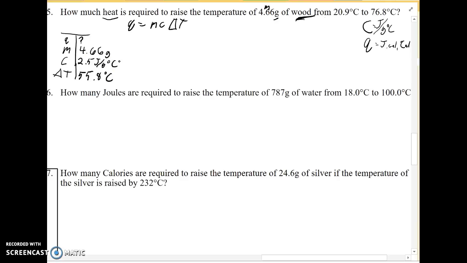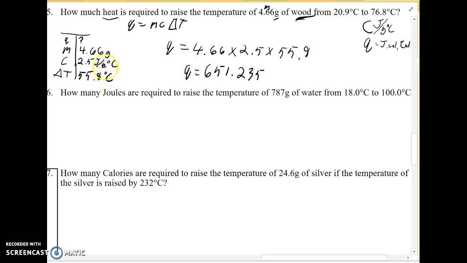Now all I have to do is take those values and plug them into my equation. So Q equals mass, which is 4.66, times specific heat, which was 2.5, times delta T, which was 55.9. Multiply all those together, and we get 651.235. And this is heat energy.